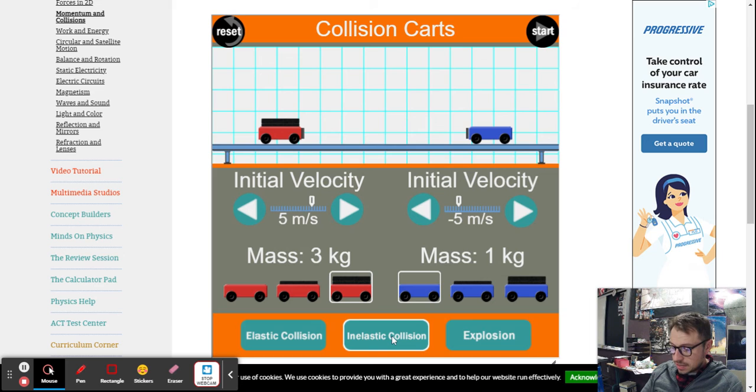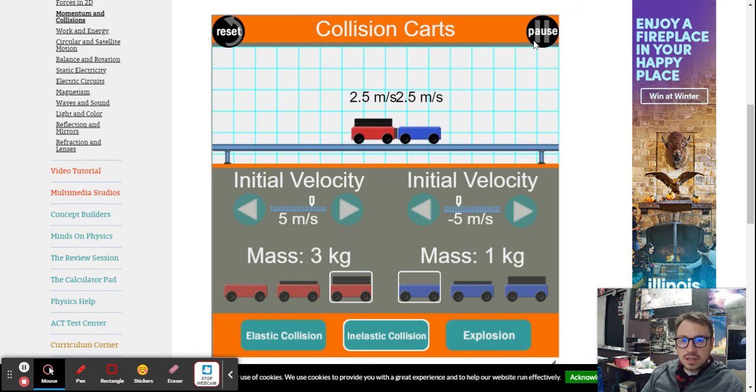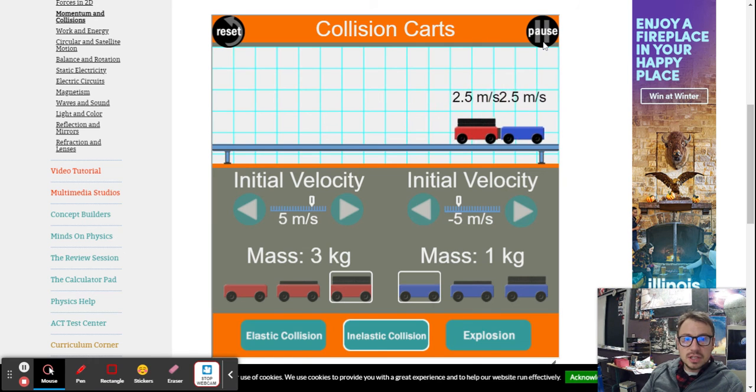So we click on this, and the masses remain the same, and so do the velocities. The only difference is that we have an inelastic collision. So now they're going to collide, and now I know the velocities after the collision, and you'll be able to calculate that. Okay, so with all that information, you should be able to answer all the questions based on these 4 scenarios. Once again, this is the collision carts simulation.